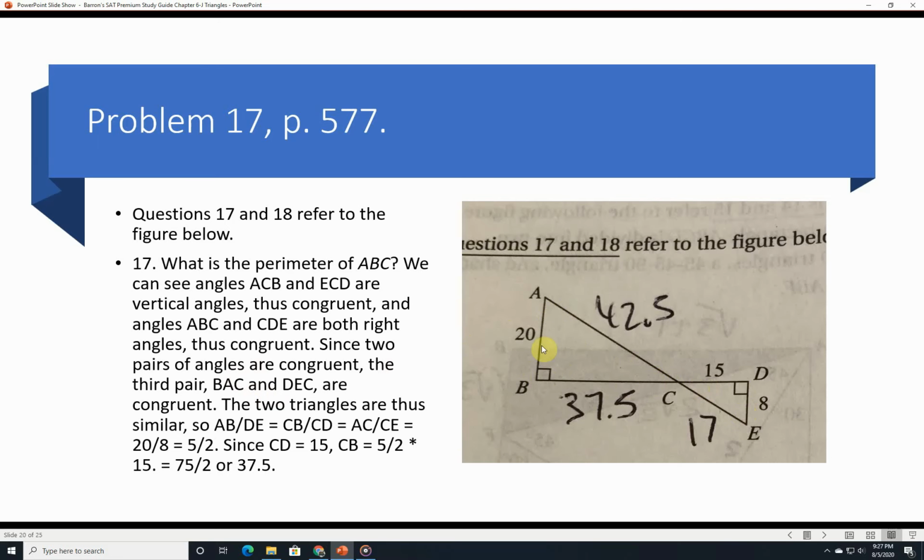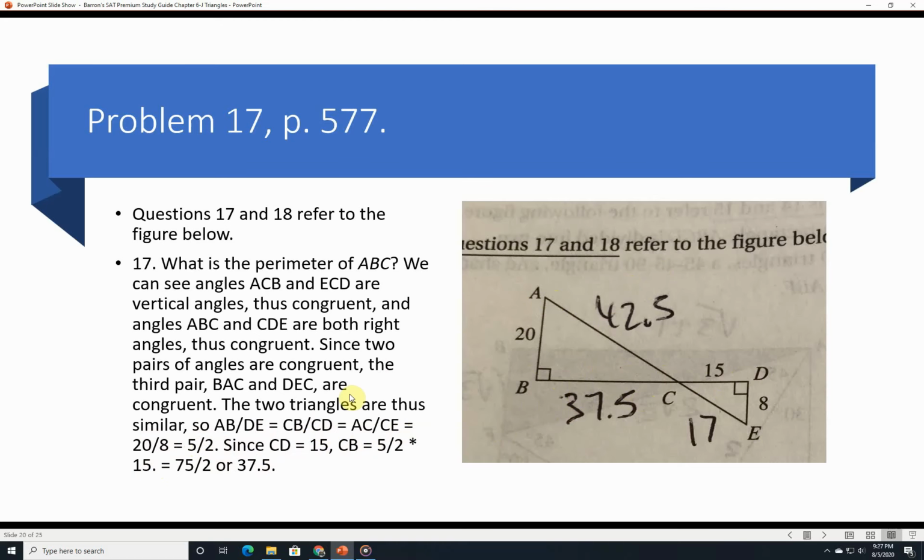What that means is AB over DE, so 20 over 8, is going to be the same as CB over CD, which is the same as AC over CE. So 20 over 8 equals 5 over 2. Since CD equals 15, then CB is going to be 5 halves times 15. So we're going to multiply this by 5 halves to get this, which is 75 over 2, or 37.5, as you can already see I wrote in my book.